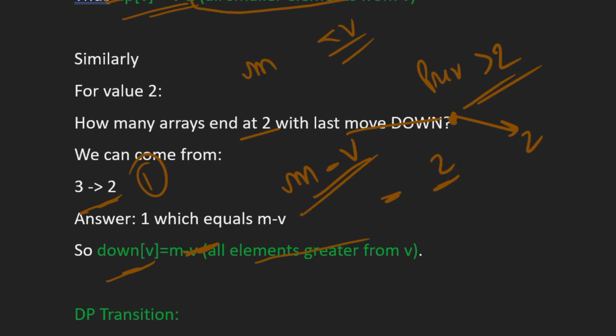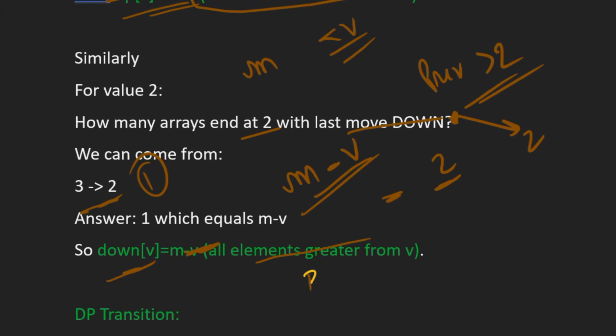So these are the two base cases, where in up of v we will store v minus 1. That is all the elements that are smaller than v, and in down of v we will store m minus v. That is all the elements that are greater than v, right? So these are the base cases. Till now we have seen the base cases.